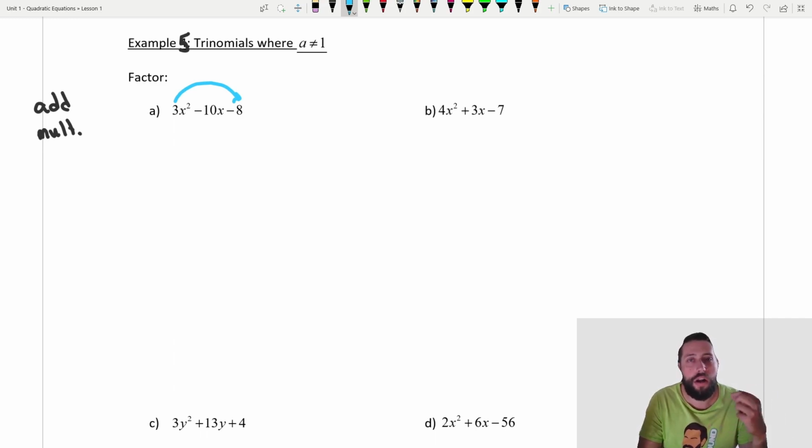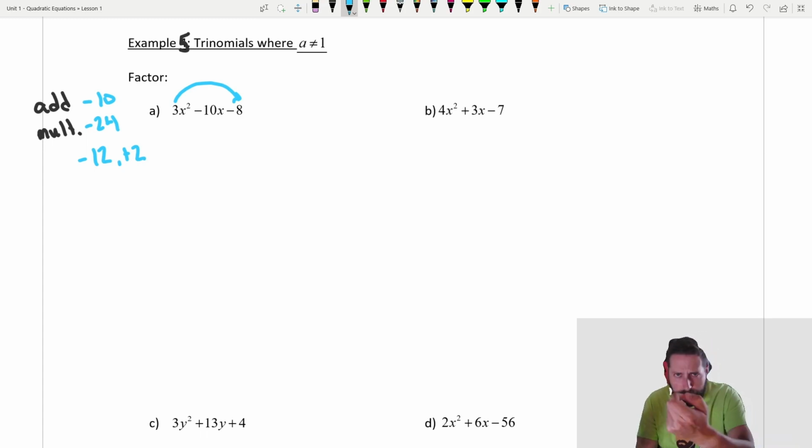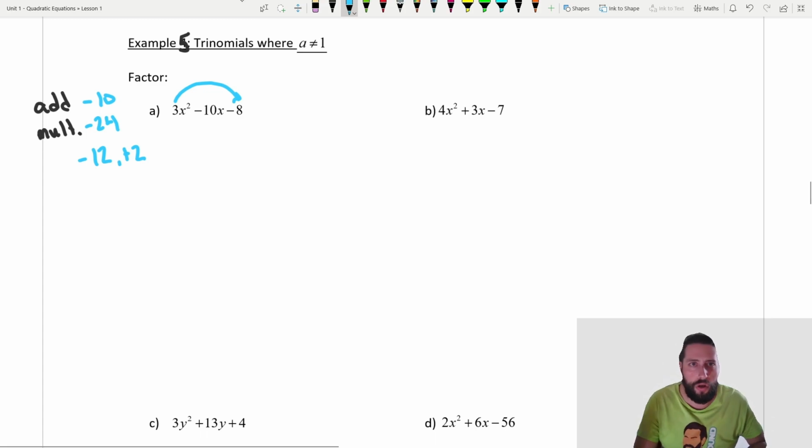So you're looking for the factors of negative 24. My mistake, negative 24. But you're going to add to give you negative 10. So the factors of negative 24 that add to give you negative 10. Well, the answer to that is going to be negative 12 and positive 2. So we're going to split apart that negative 10 so that it's these two factors, and then we're going to solve. Okay? So let's go ahead and do that.